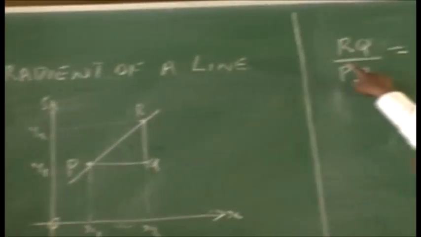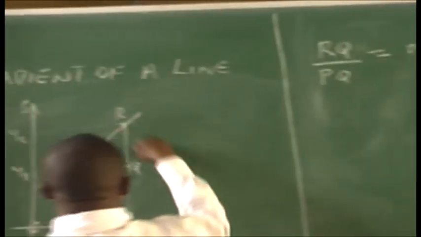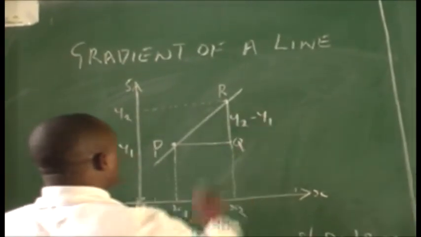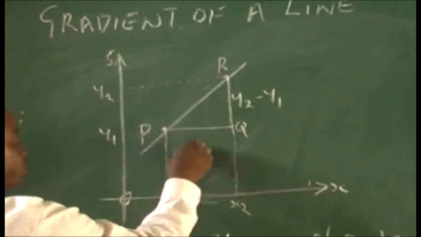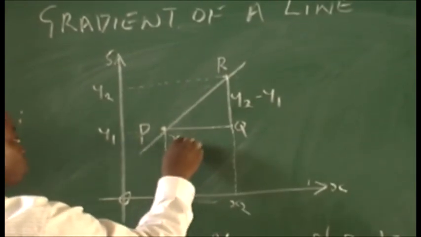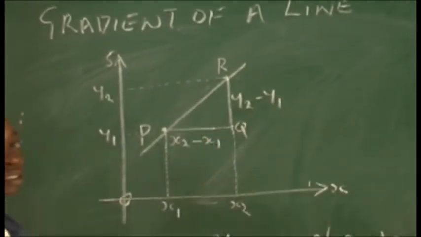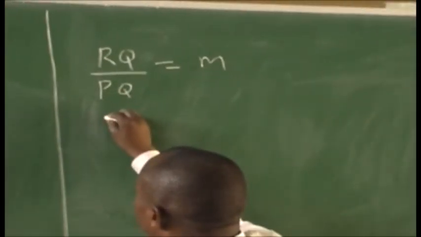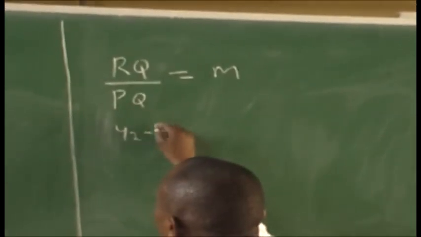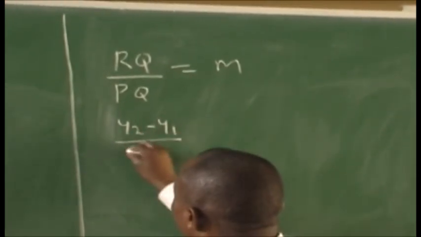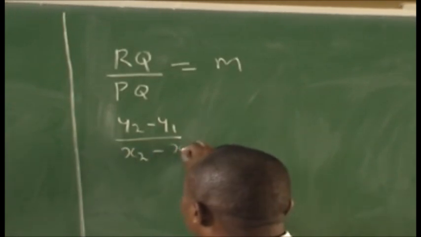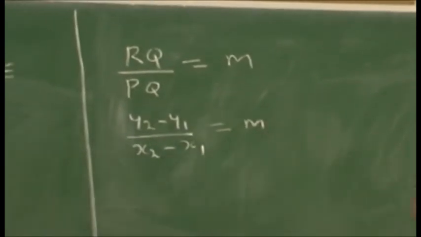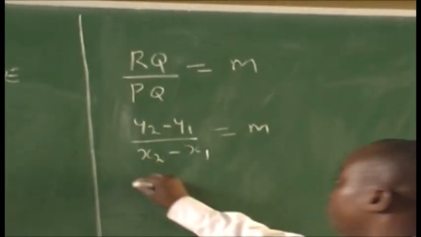But for me to get RQ, it must be Y2 minus Y1, which we know. And for me to get PQ, it is X2 minus X1. Therefore, gradient of the line is given by Y2 minus Y1 all over X2 minus X1. This will be equal to the gradient. Now let's take example.